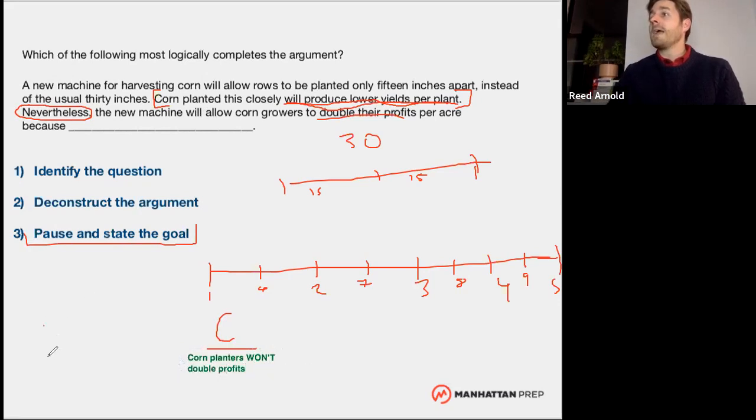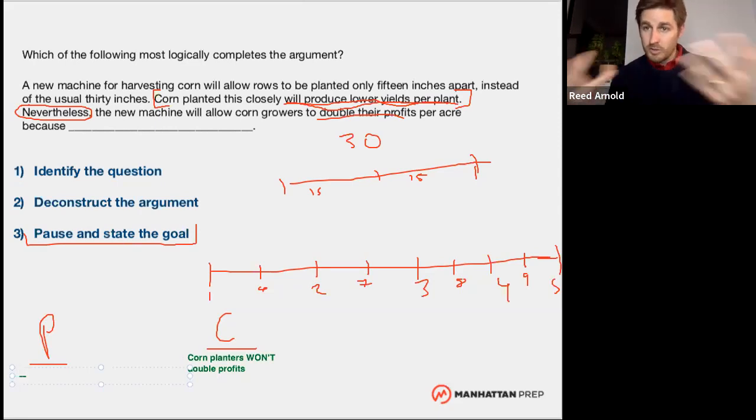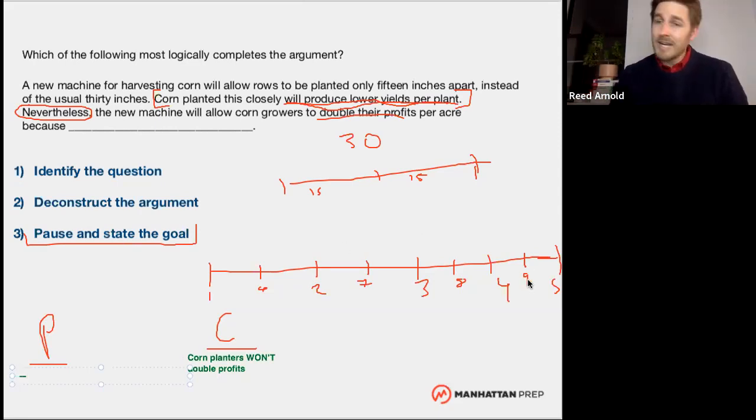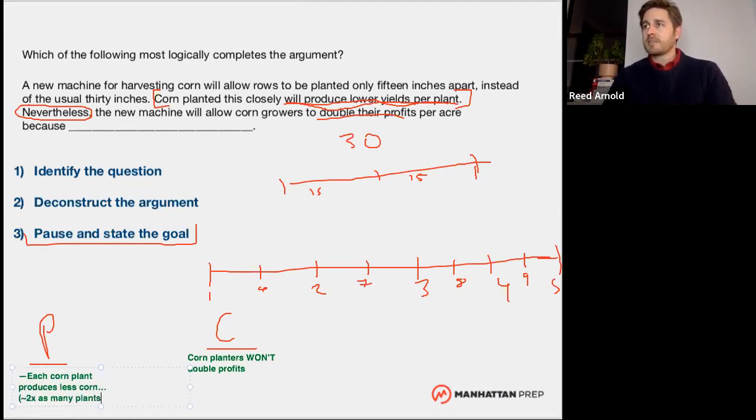Because even when we are planting 15 inches instead of 30 inches, you can almost double, right? I went from 5 to 9 here. I could go from 20 to 39, 40 to 79. I can basically double my number of plants, but each corn plant produces less corn. But there's approximately 2 times as many plants, a little bit less.